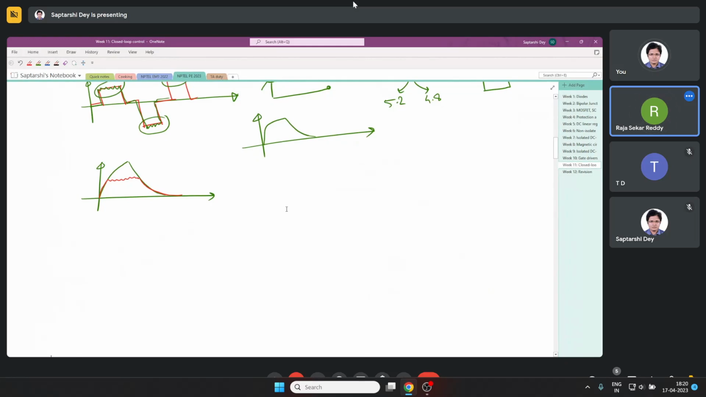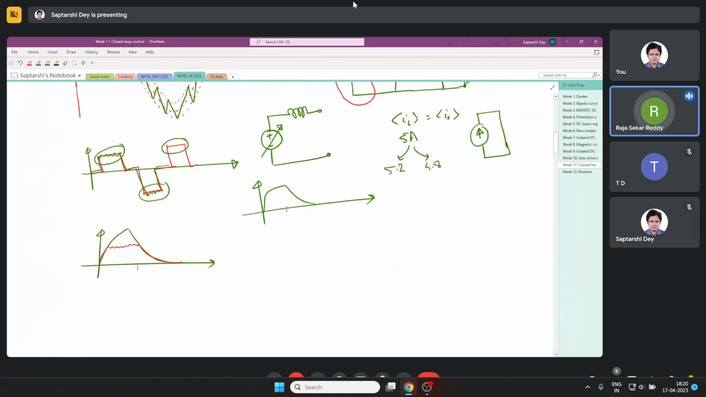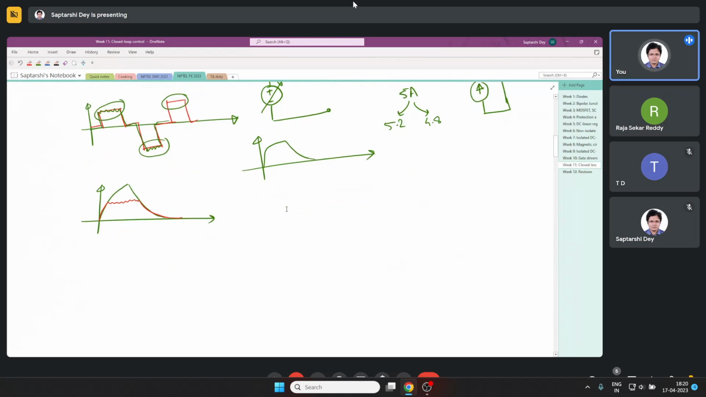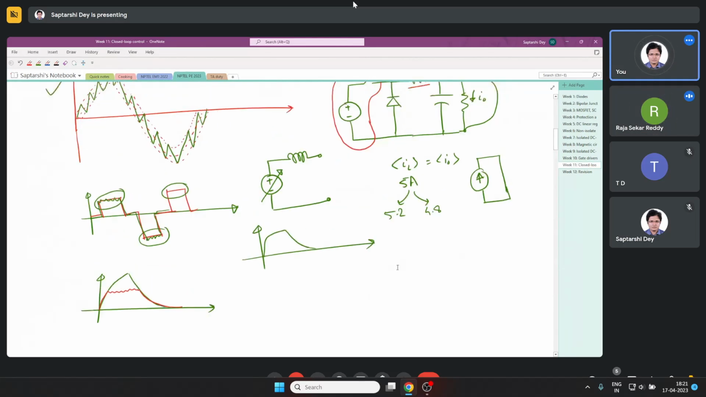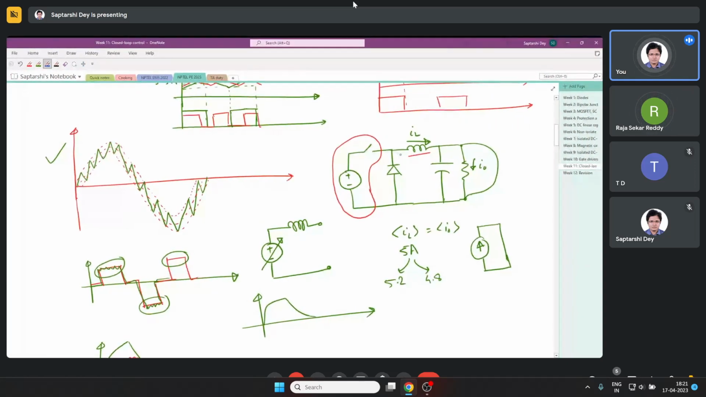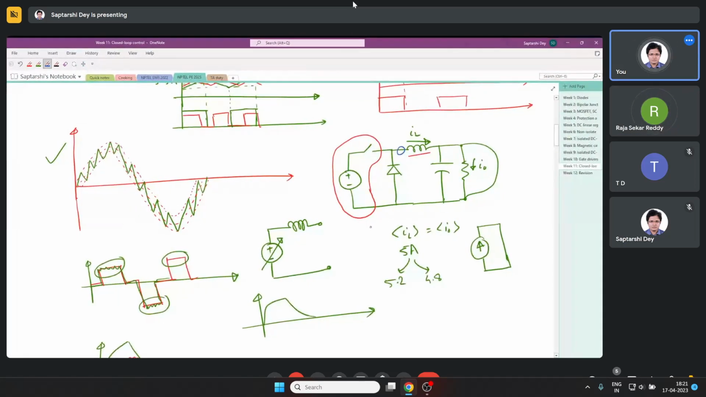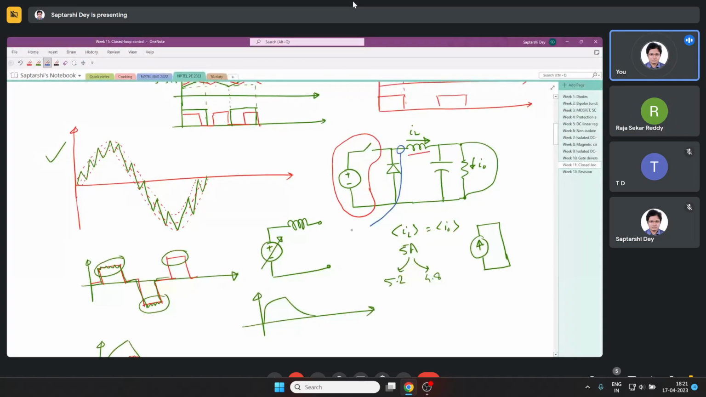Sir, this hysteresis current control should be in the feedback loop, is it? Yes, any kind of control is in a feedback loop. Say if I take the example of this buck converter, there will be a current sensor here in series with the inductor, which will go to the controller. So we will set the upper and lower limits in the controller.